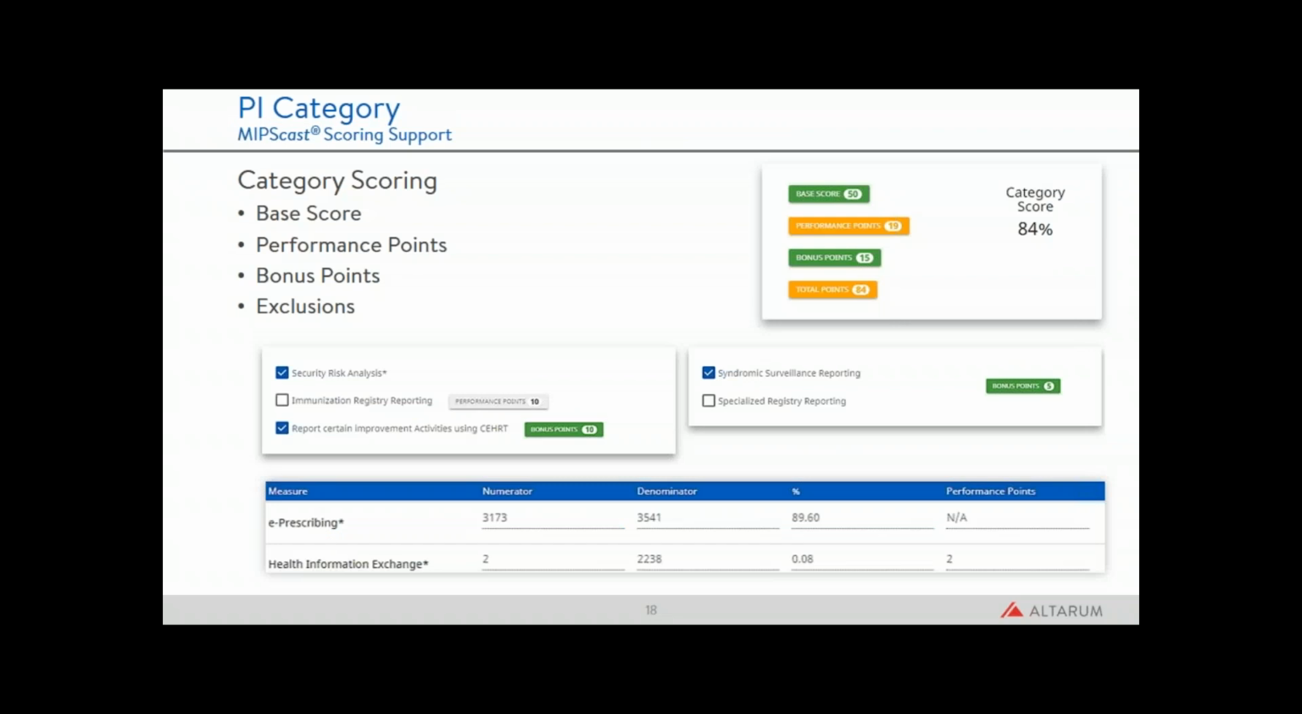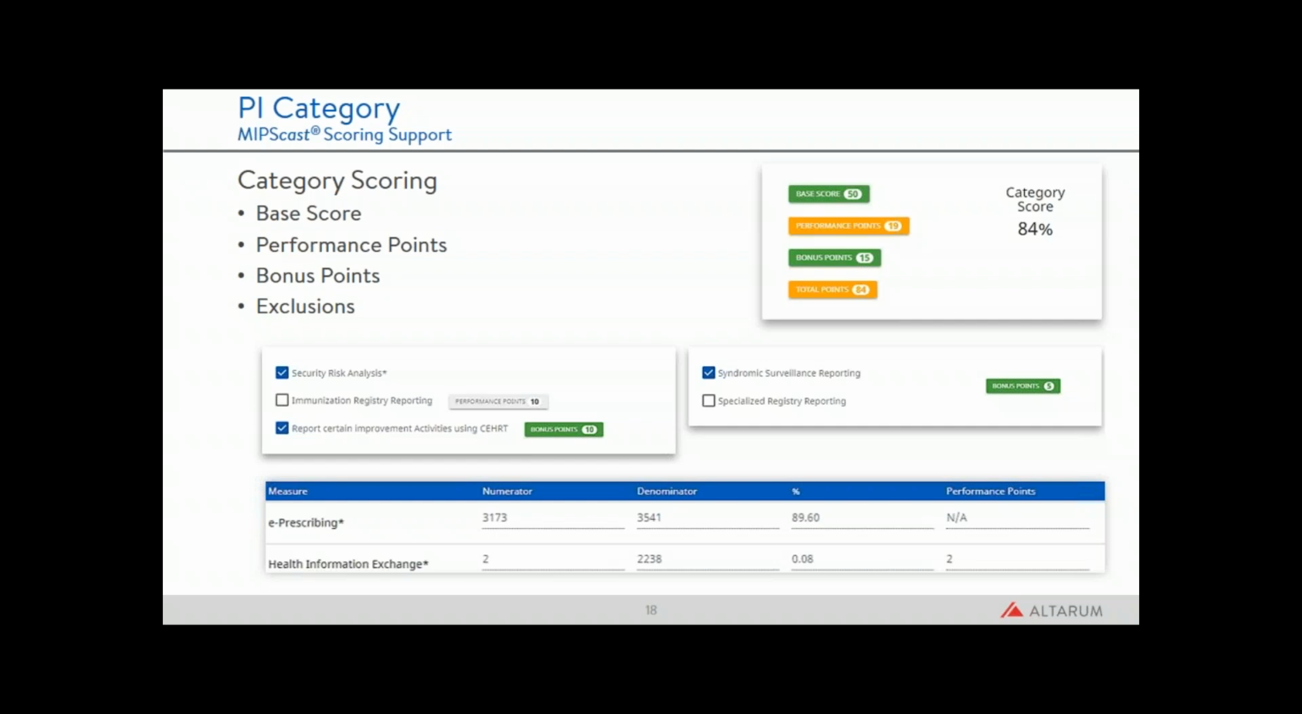So for the promoting interoperability category, MIPS-Cast provides visual indicators of performance while you're entering data, including whether or not you've met the requirements for the base score, the performance points earned, and bonus points earned, while automatically applying rules like measure exclusions when they're applicable.